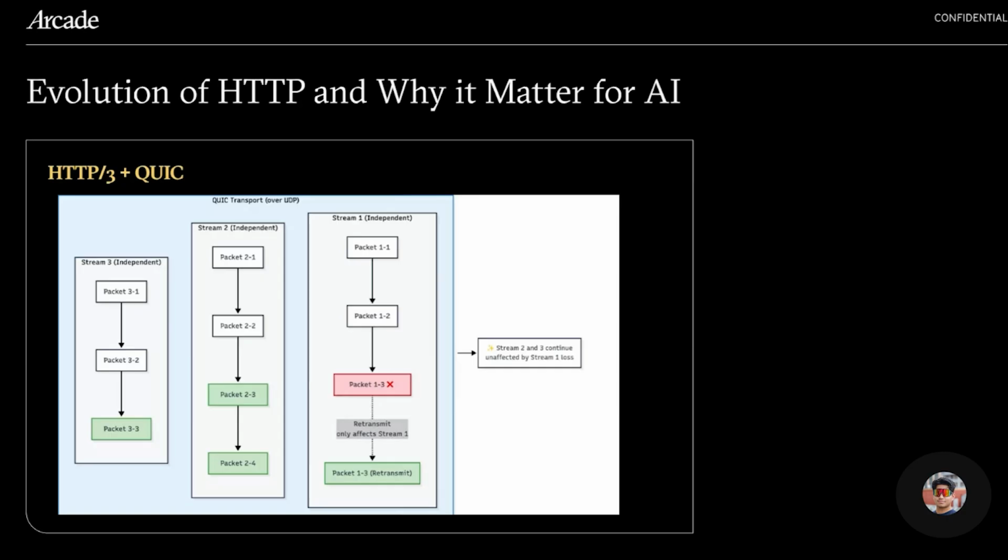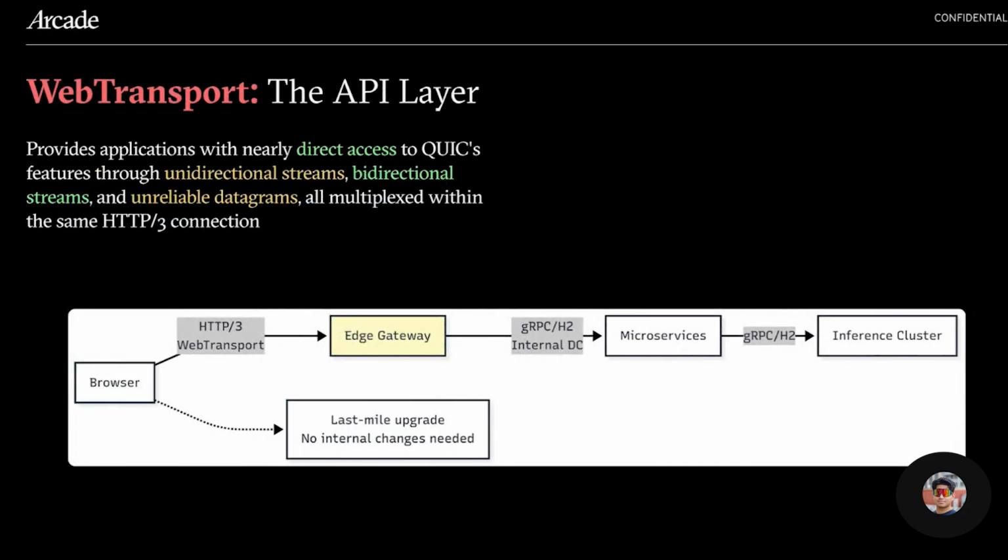So with that, let's take a look at our second protocol choice, WebTransport. This is going to be the API layer. Now, WebTransport provides applications with nearly direct access to QUIC's features through unidirectional streams, bidirectional streams, and unreliable datagrams, which can all be multiplexed within the same HTTP/3 connection. For unidirectional, you can go server to client. Bidirectional, you can have request and response pairs. And for datagrams, you can have unreliable, out of order delivery. And this is perfect for hints, right?